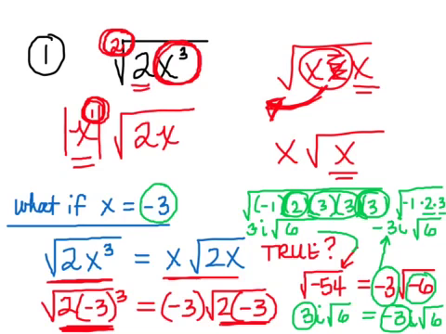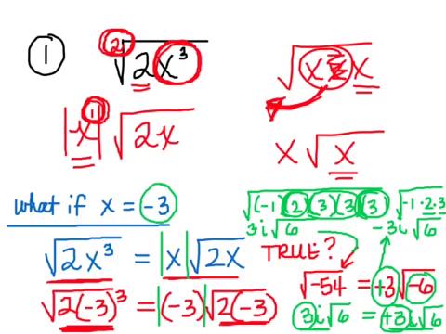So if I put an absolute value all the way back here on the x, now let's see if it's true. So if we put an absolute value on this, we get positive 3. Because the absolute value of negative 3 is positive 3, that changes this to a positive 3, which changes this to a positive 3. And then you have 3i square root of 6 equals 3i square root of 6, and it's true. So it wasn't true until we added the absolute value bars.